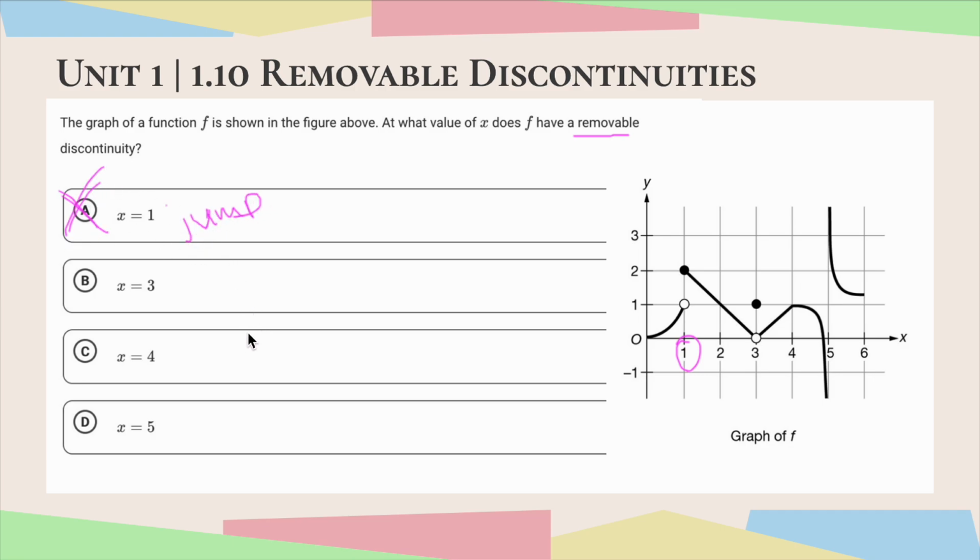We can eliminate that. At 3, this looks great, right? We have this open circle with its output value here. So this would be our correct answer. Let's just go through the others. At 4, we do not have a discontinuity there, so this is fine. And then at 5, we have an infinite discontinuity, right? We have this vertical asymptote here. So it would not be that. So the correct answer would be B.